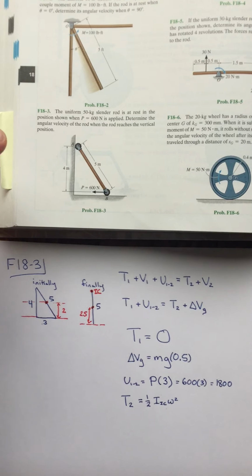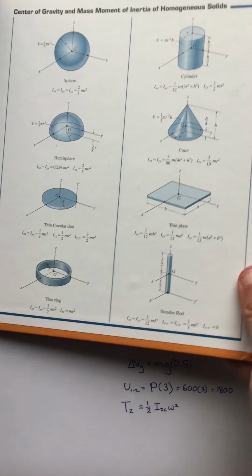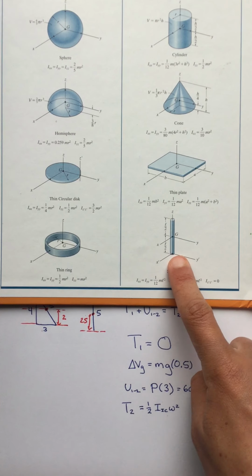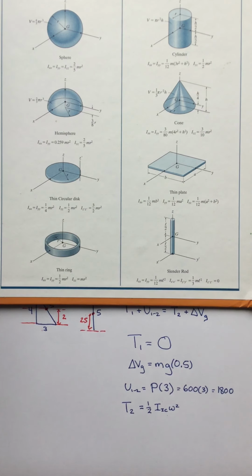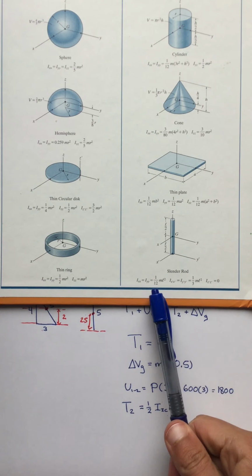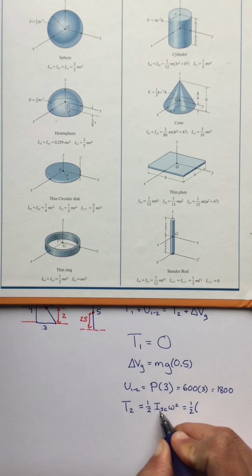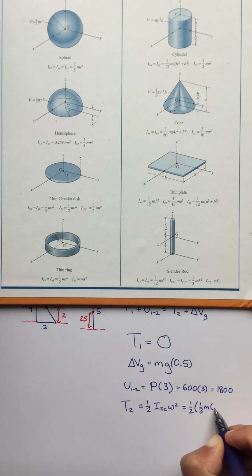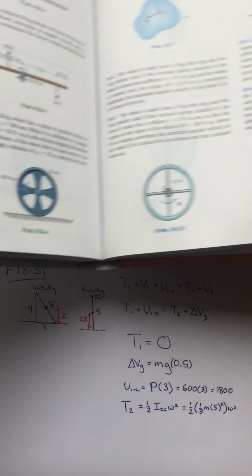And then, since it's a slender rod, I can go to the back cover of the textbook and look for the moment of inertia for the slender rod, but it's rotating about one end because I'm looking at the instantaneous center, which is at the end of the rod. So that would be the x prime axis or the y prime axis, which is 1/3 ml squared, or you could use the parallel axis theorem if you remembered the moment of inertia about the x or the y axis. So this is 1/2 times 1/3 times the mass times the length of the rod squared. The length of the rod is 5, and then times omega squared.